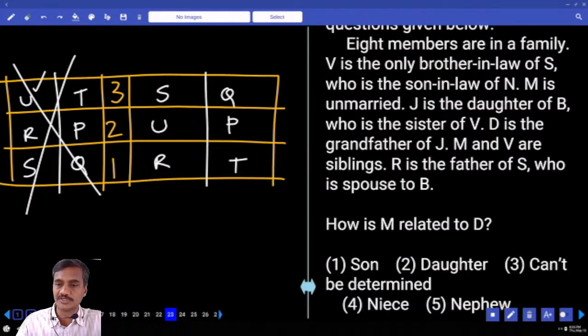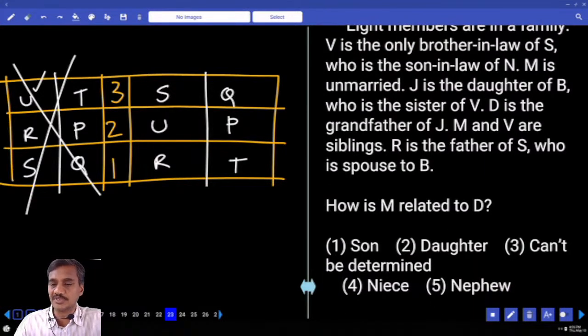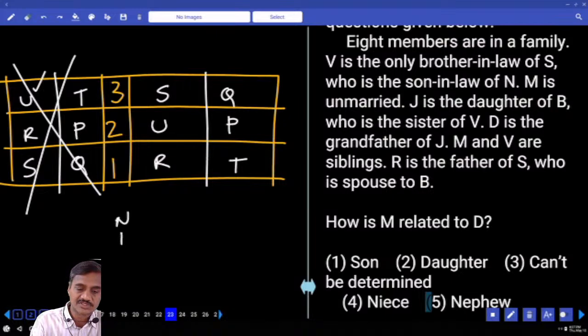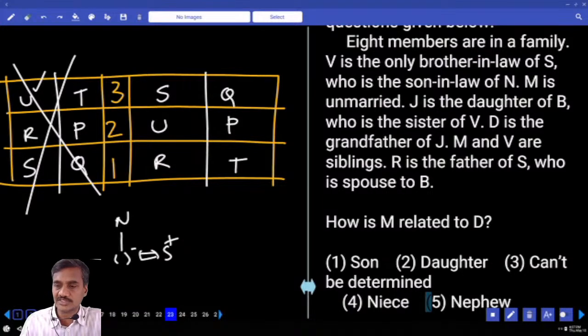Then coming to question number 23, and it is based on blood relation. How is M related to D? Now here, how many persons are there? Eight persons are there in a family. V is the only brother-in-law of S. S is the son-in-law of N. That means N's daughter's husband is S. And V is the only brother-in-law of S. Only brother-in-law of S means V can be the brother of S's spouse, one possibility. And in the next possibility, S's sister's husband, second possibility.